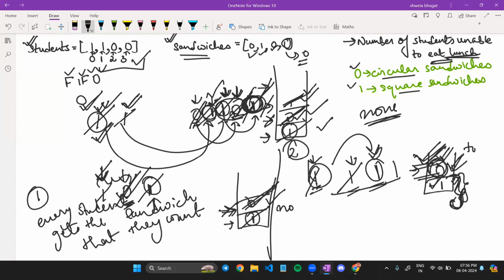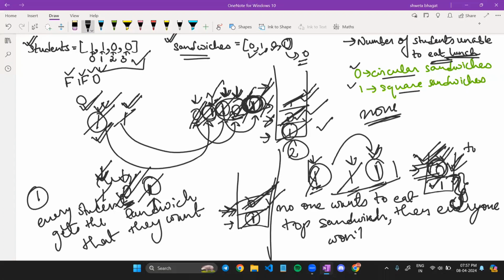So what is the second case? If no one wants to eat the top sandwich, then what will happen? Then everyone won't be able to eat. That is, everyone would be unable to eat anything, correct? Because if no one wants this element which is at the top, then we won't be able to remove it, and if we won't be able to remove it, then we won't be able to distribute any of the elements which are below it, which are after it. So the second case would be if no one wants to eat the top sandwich, then everyone won't be able to eat anything, okay?